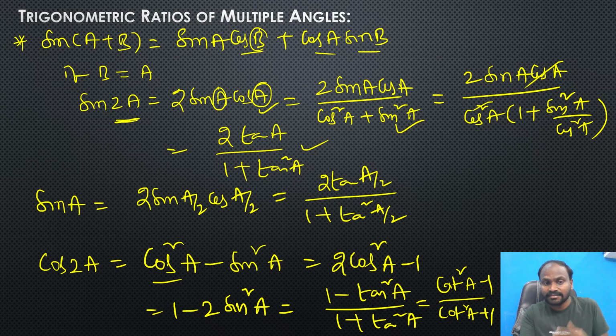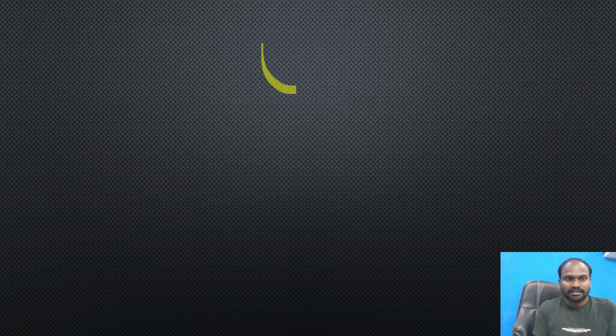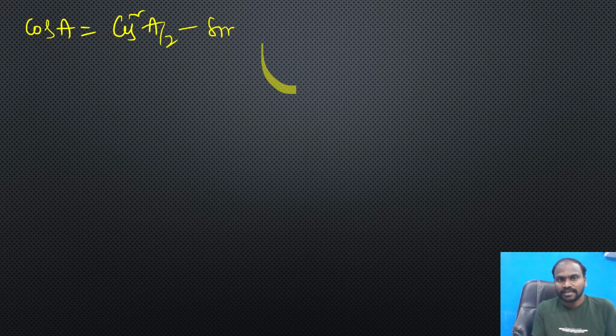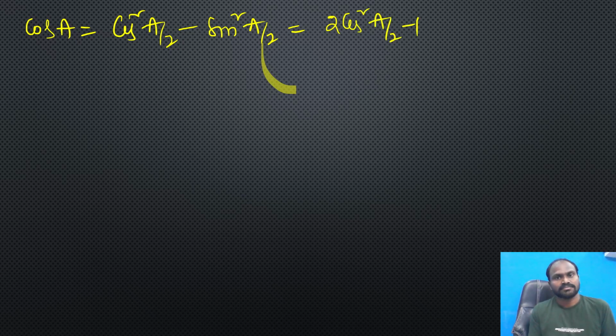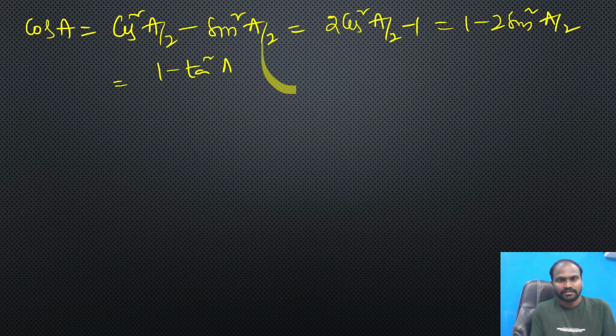Now if you write the same formulas for cos A, because there 2A is becoming A, that means half of it, right students? Now half of it means what? Cos square A by 2 minus sine square A by 2. Next, 2 cos square A by 2 minus 1. Next, 1 minus 2 sine square A by 2. Next, 1 minus tan square A by 2 by 1 plus tan square A by 2. Like this we can write.